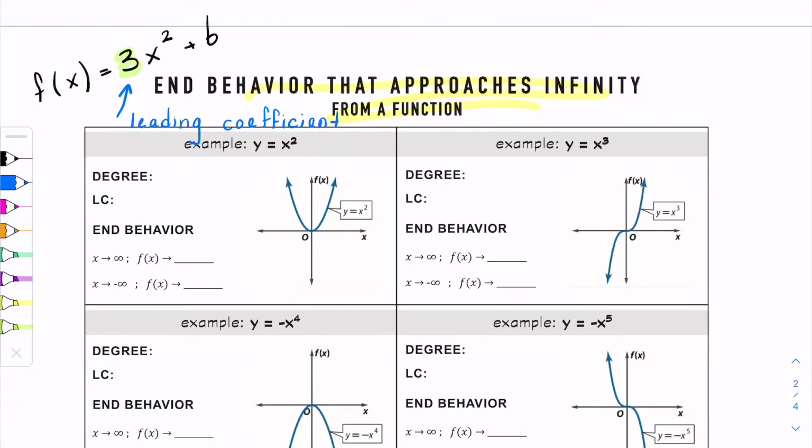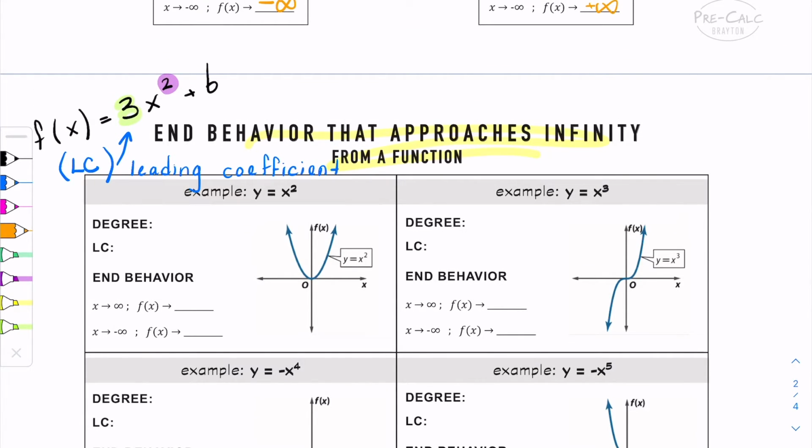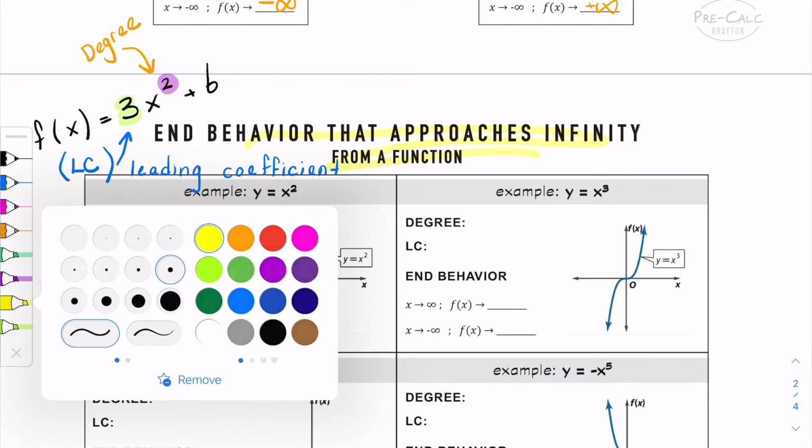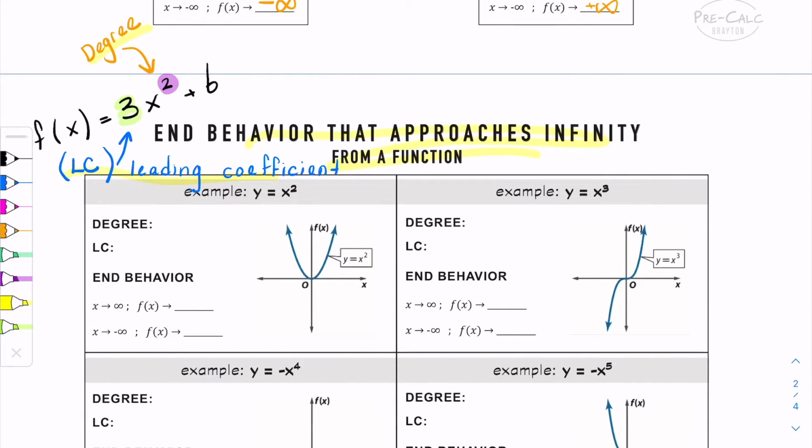And I always abbreviate leading coefficient as LC, just to save me some time of writing. So leading coefficient is LC. This number right here is called the degree. And the degree is always the largest exponent. So knowing those two things, knowing what the leading coefficient and the degree is, will tell us what the end behavior is.